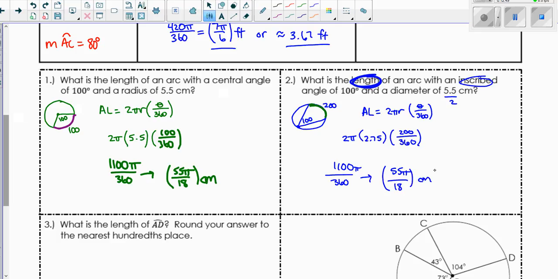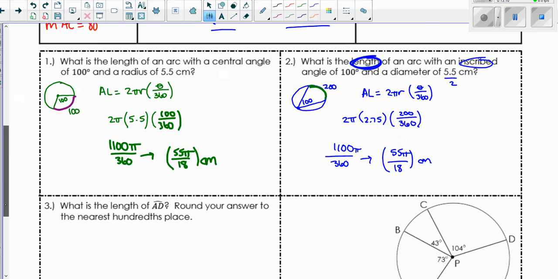So notice that this actually gave us the exact same answer, and the reason is because if I look back at my formula, I had 100 over 360, which I doubled to 200 over 360, and this was 5.5, which I cut in half to 2.75. So they end up all multiplying to give you the same thing, since I doubled one number and cut in half the other. Okay, let's try another one.